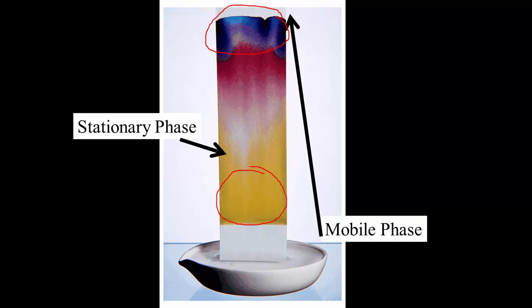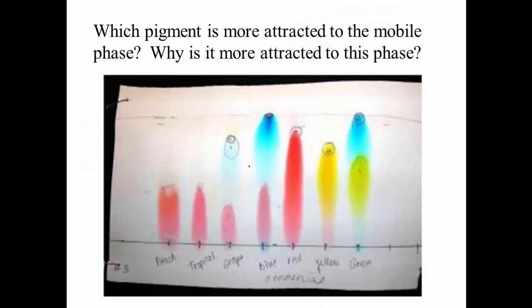Now, you don't know for sure the polarities of your mobile and stationary phase. I will say, for the most part, your mobile phase will be your polar and your stationary phase will be your non-polar, typically. Not always the case, but for your paper chromatography, that usually is the case.